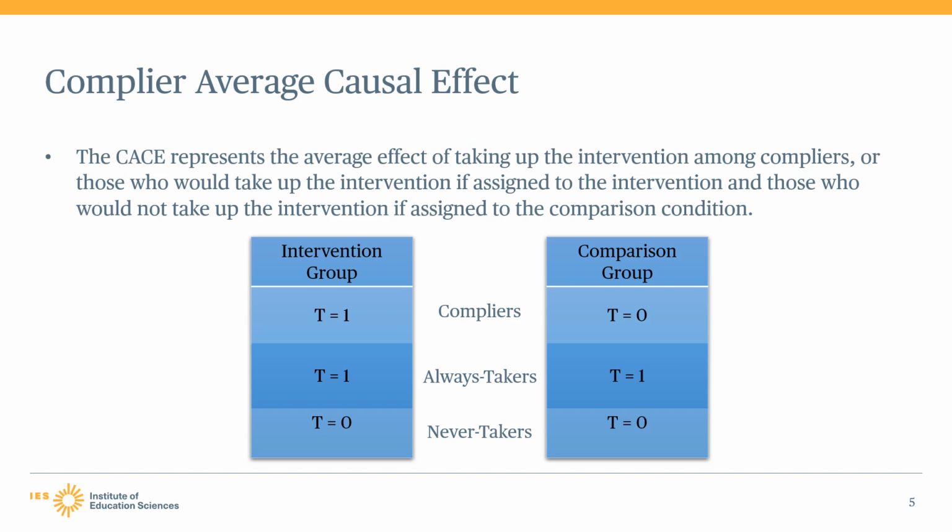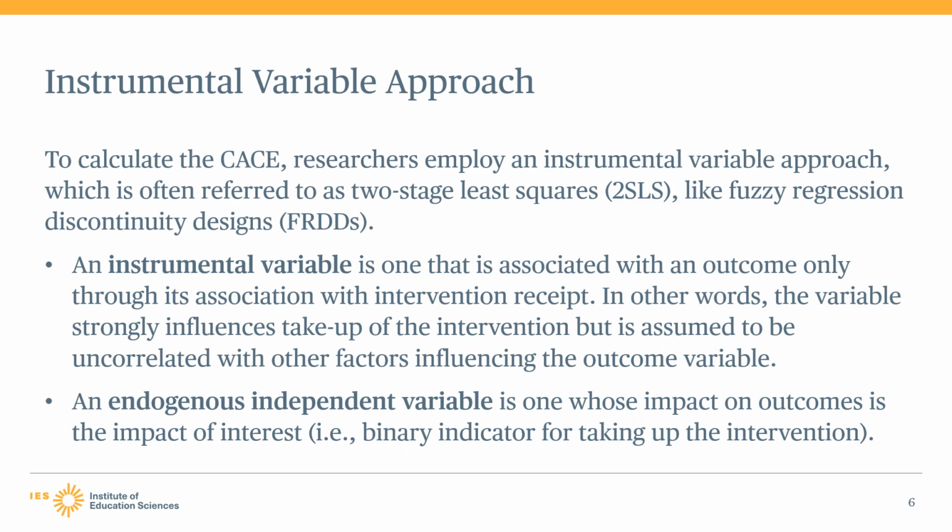If compliance were perfect, meaning everyone assigned to the intervention group received it, and everyone assigned to the comparison group did not, then the CACE estimate would equal the ITT estimate. So how do researchers estimate the CACE?